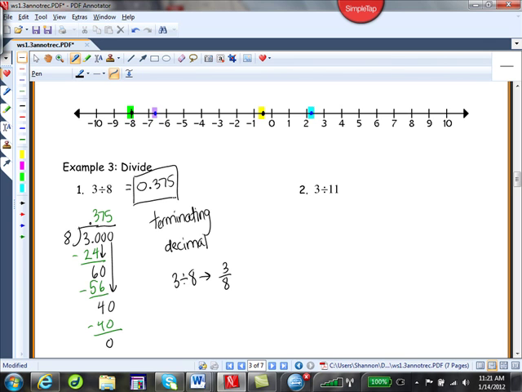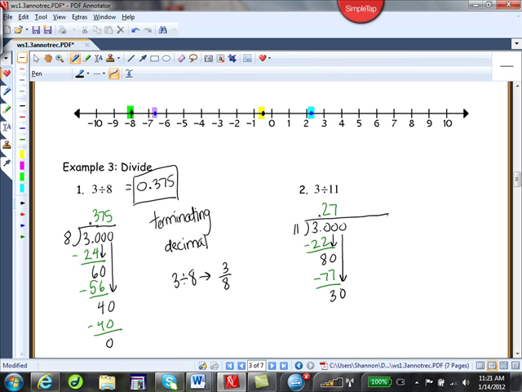Now 3 divided by 11. Let's take a look. So again, the 3 will be in the box. And we have an 11 outside, so let's put a few zeros, see how we do. So 11 goes into 30 twice. And we'll get a 22 when we multiply. And then we get a remainder of 8. Bring down the 0. 11 goes into 80 7 times, 7 times 11 is 77. And then we get a remainder of 3.